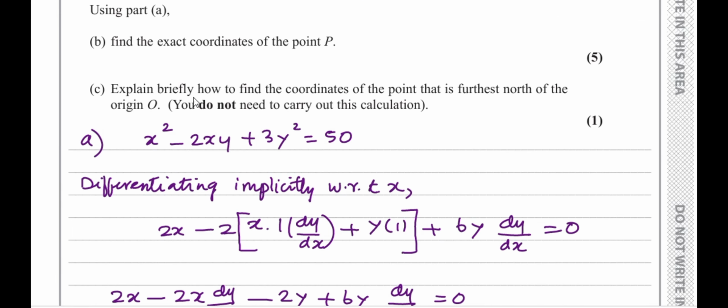C part. Explain briefly how to find the coordinates of the point that is furthest north of the origin O. You do not need to carry out this calculation. So you just need to explain how you will be getting it. It's a 1 mark question.